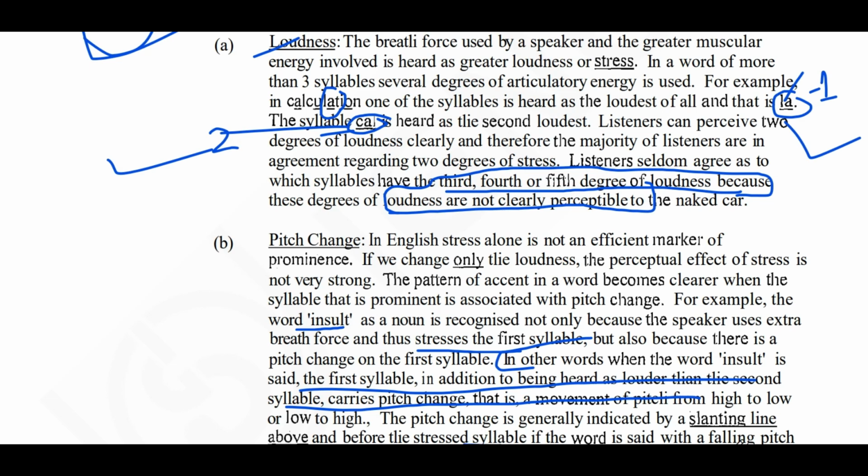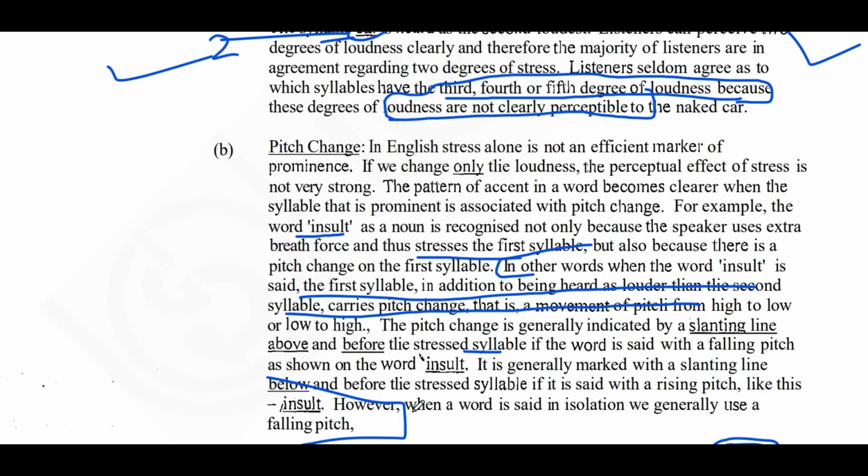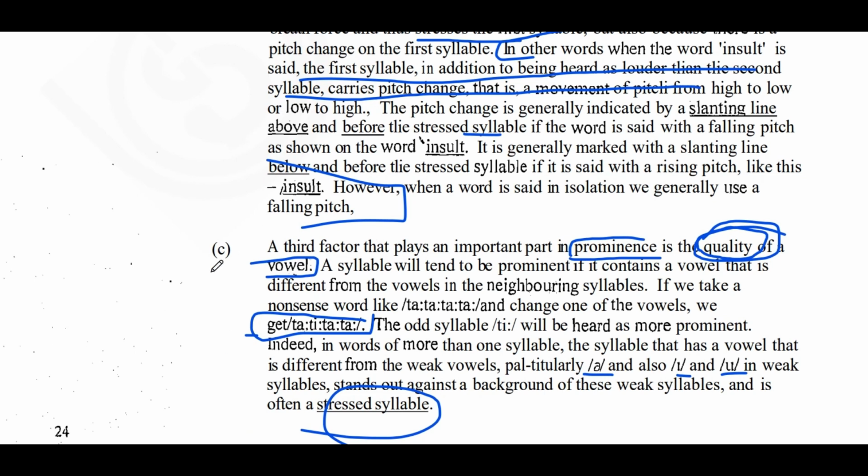Then they are also talking about the falling pitch and rising pitch. We will discuss that in the next chapter, the next unit. And then the third factor affecting it is the prominence in the quality of a vowel. The example given here is, if I have to say this nonsensical word, I would say ta ta ta ta ta. Then you will just say, okay, ta ta ta ta ta is what I'm listening to.